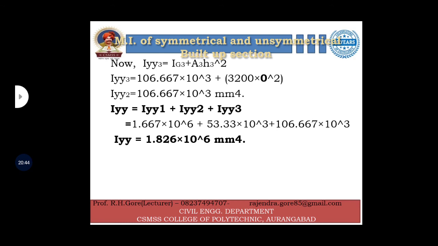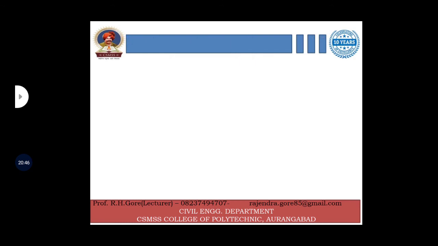So these are the numericals on moment of inertia of built up sections. By dividing this built up section into the standard rectangular sections and find out the moment of inertia about CG of that section or with respect to any given axis.